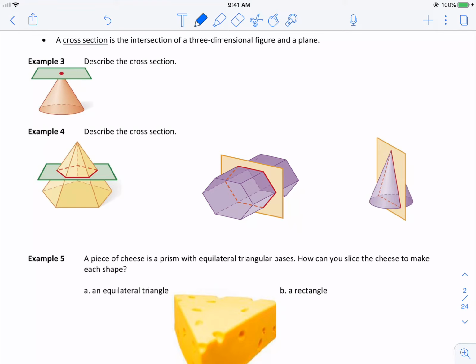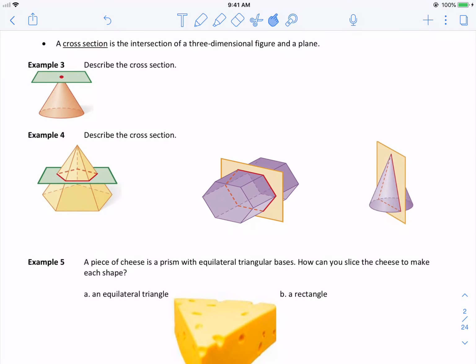We see that a cross-section is just the intersection of a three-dimensional figure and a plane. So you can almost think of a cross-section as when you're slicing through a three-dimensional figure. In example 3, we see our horizontal cross-section cuts through just the very top of this cone right here.